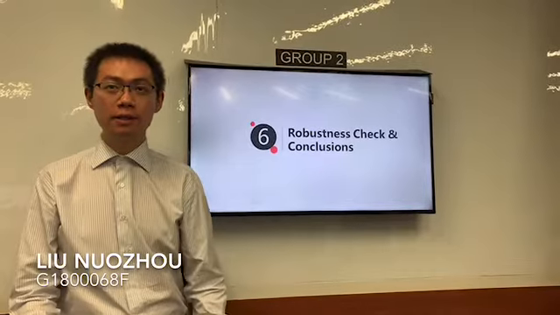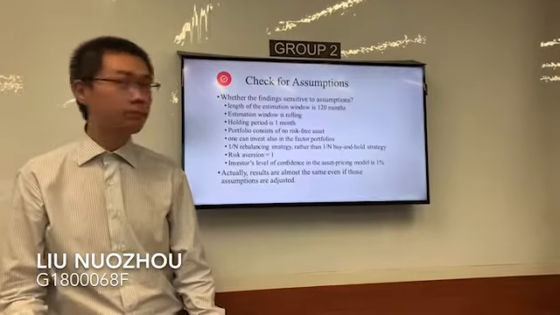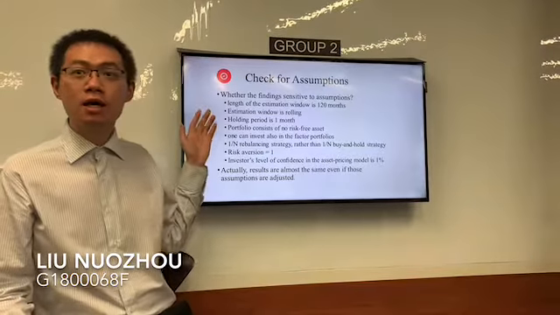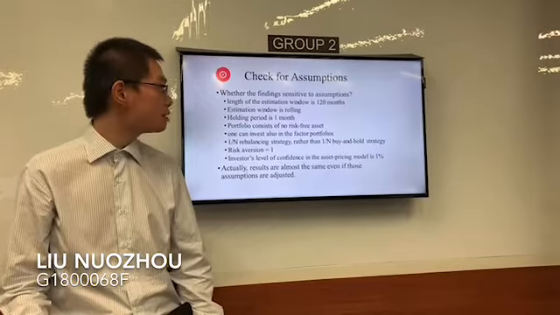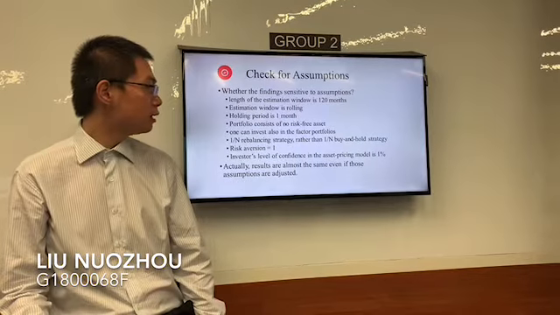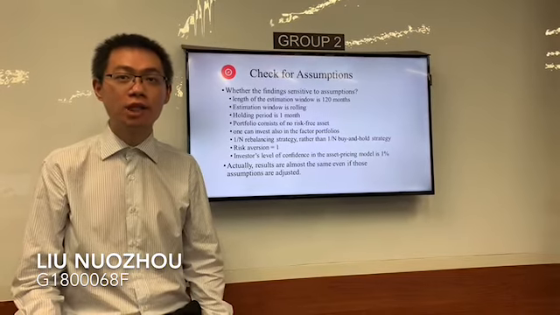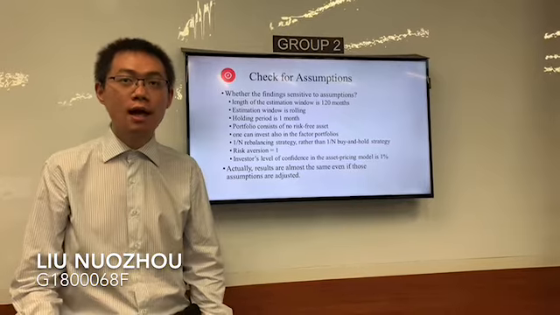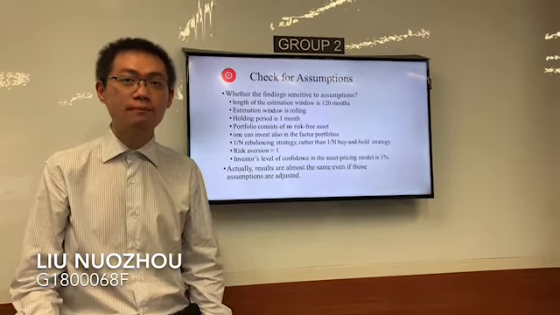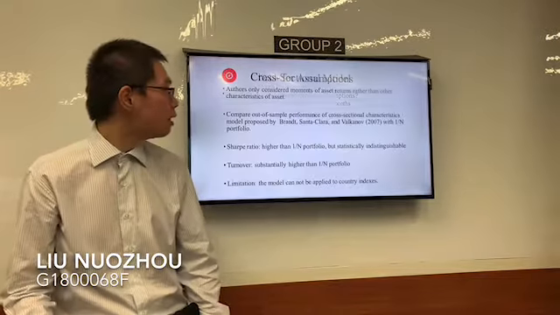To test the robustness of their results, at first, the authors check their assumptions. A lot of assumptions are made in their analysis. For example, the length of the estimation window is 120 months, the estimation window is rolling, and the holding period is 1 month, and so on. The authors changed their assumptions to different scenarios and checked the results. They found that the results are mostly the same, which indicates that their findings are not sensitive to assumptions.